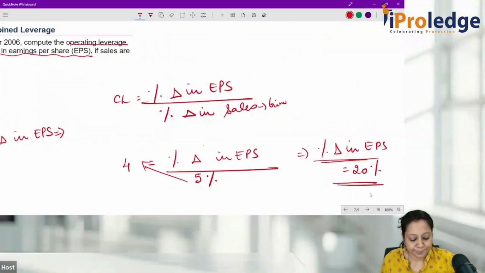Quite a simple problem. I wanted to do a net income problem somehow that's skipped in the PDF. So let us see how we need to.